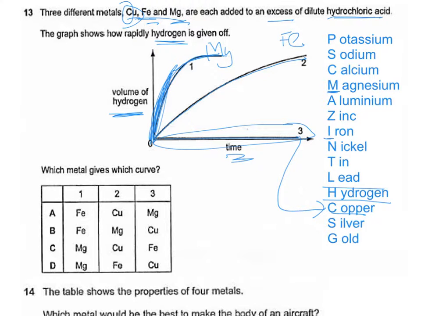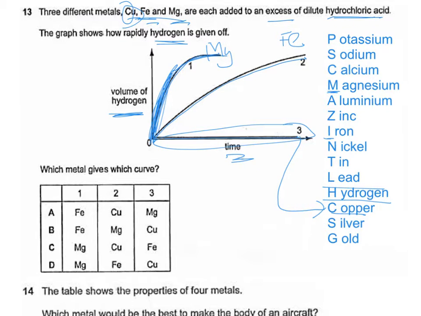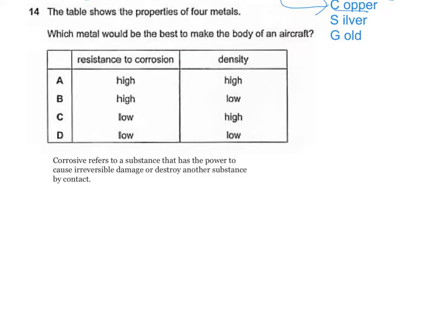Alright, so correspondingly, 1 will be magnesium, followed by iron, and then copper. Answer for question 13 is D.